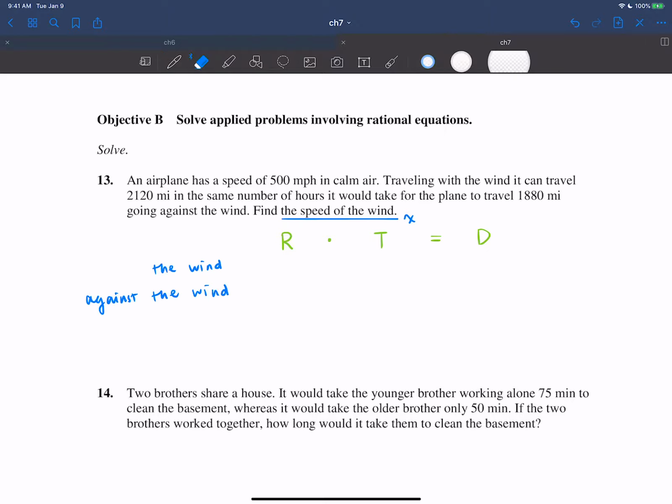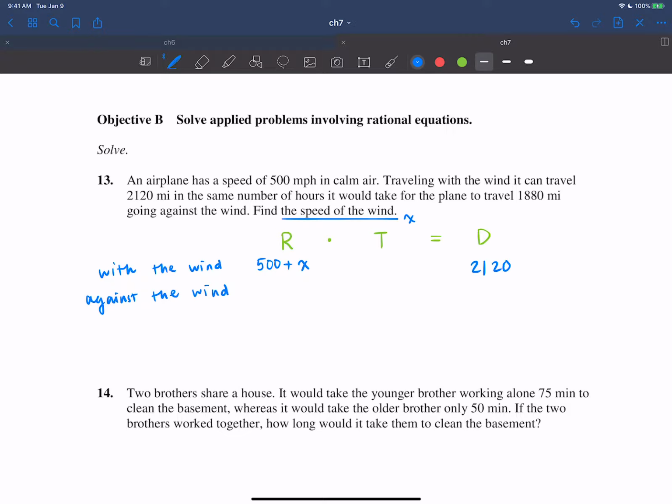So you just write it out. I guess I should write "with the wind," probably better. And now you just need to fill in the table with the information that's given. So first of all, when the airplane is traveling with the wind, the rate will be increased by the speed of the wind. In calm air, the travel speed for the airplane is 500, and you have to add the speed of the wind, which is x. That will be the rate if the airplane travels with the wind. The distance, according to the question, is 2,120. So you put 2,120 right below D.